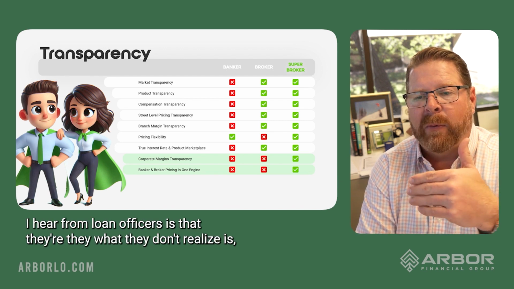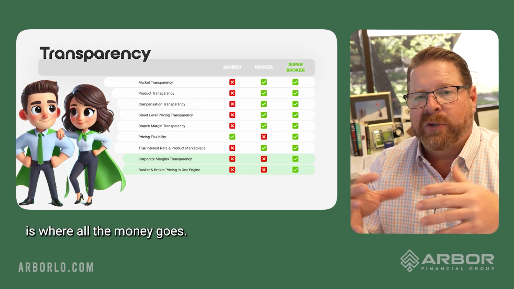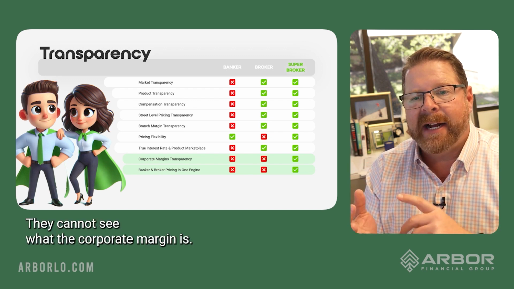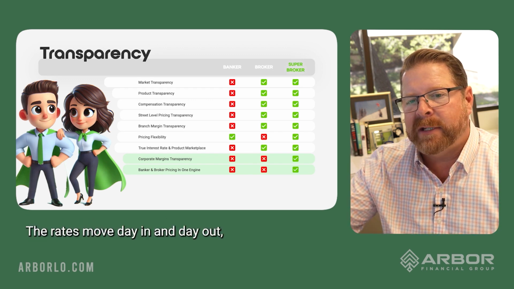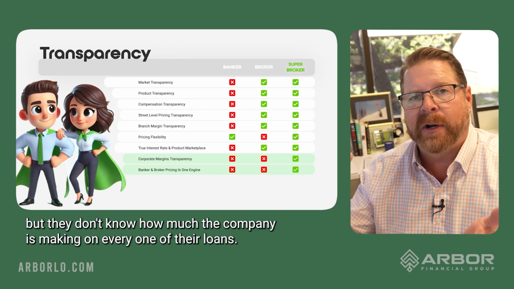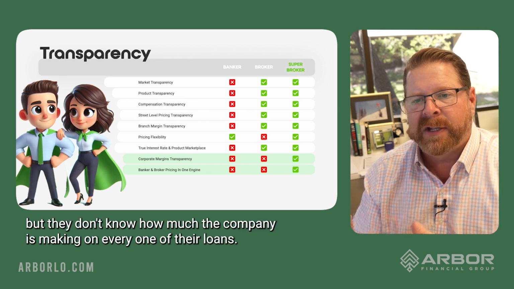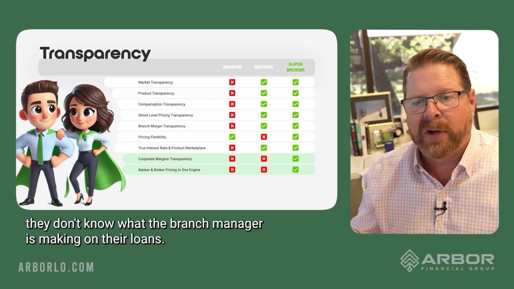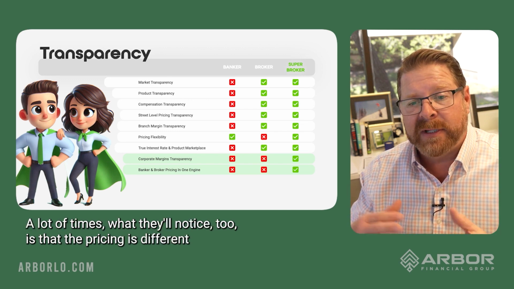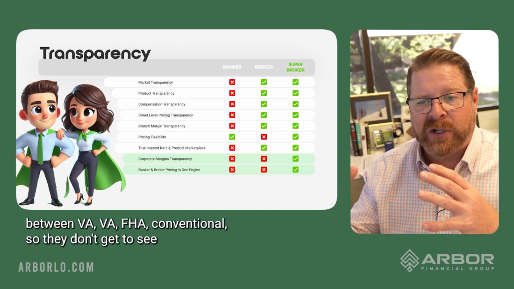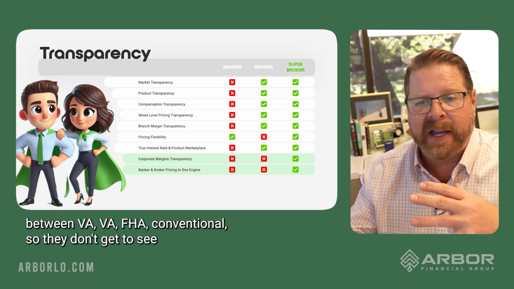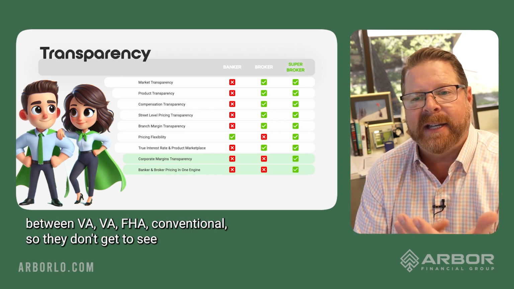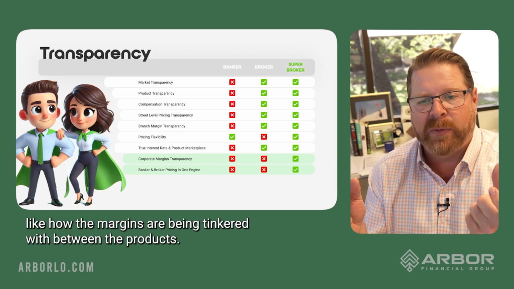The bankers of the world, the number one complaint I hear from loan officers is that they don't realize where all the money goes. They cannot see what the corporate margin is. The rates move day in and day out, but they don't know how much the company is making on every one of their loans. If they have a branch manager, they don't know what the branch manager is making on their loans. A lot of times they'll notice too that the pricing is different between FHA and conventional, so they don't get to see how the margins are being tinkered with between the products.